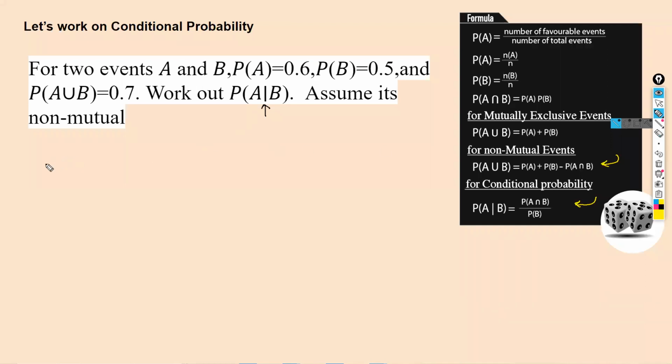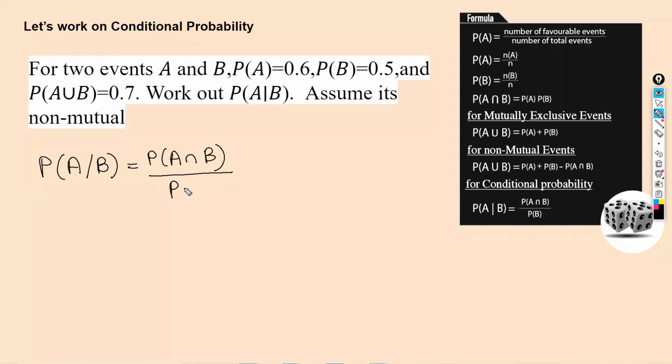So they want you to find P(A given B), given that B has already happened. So to do this, it's P(A and B) happening divided by P(B), right? Because the B comes after the slash this time.